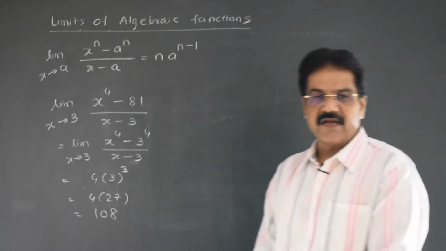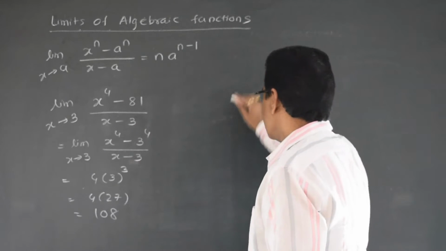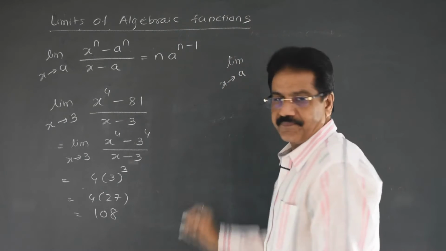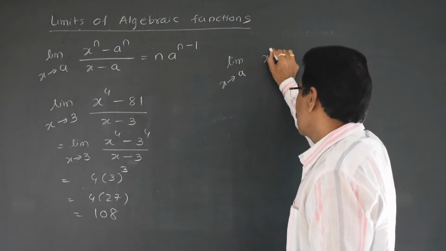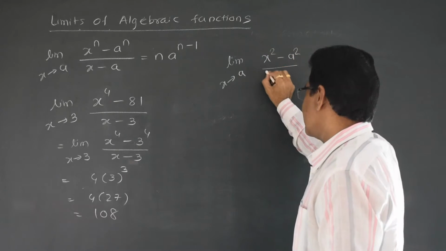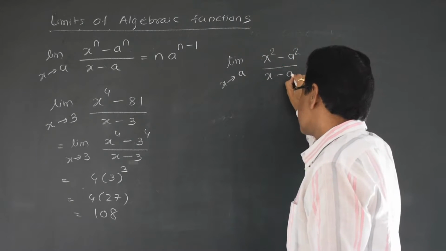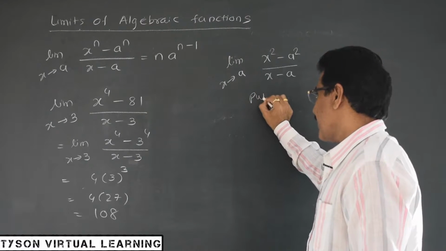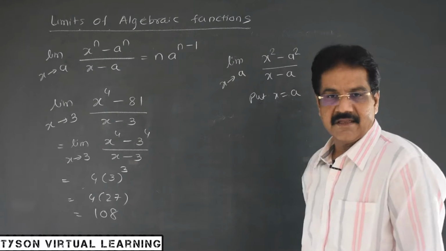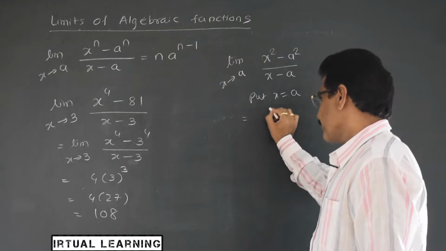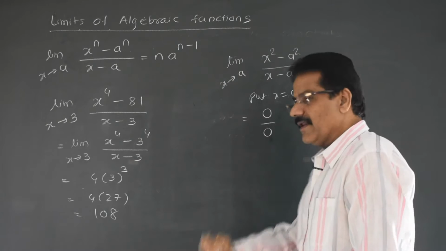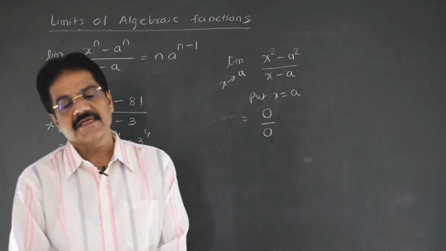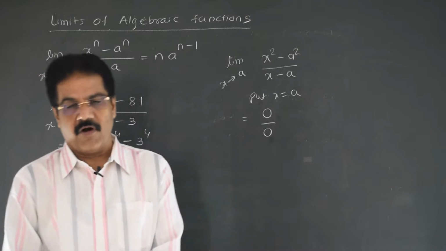Now let us understand one more concept. Here for example, if I take the limit as x tends to a, and take the numerator for example as x square minus a square upon x minus a, in that case if you put x equal to a straight away in this, then you will find that we get this example in the form of 0 upon 0, and 0 upon 0 is called an indeterminate form.